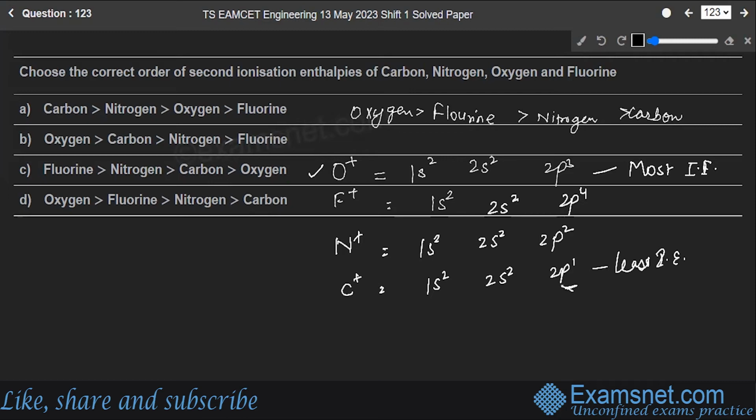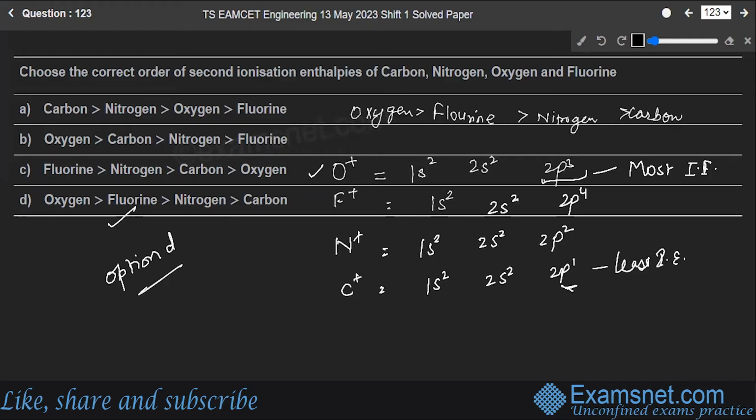Only one electron is needed to attain the stable, fully filled configuration, whereas in oxygen it requires quite a lot of ionization energy, as it requires a half-filled stable electronic configuration. That makes the option oxygen, fluorine. Yeah, and you have option D as the right answer.